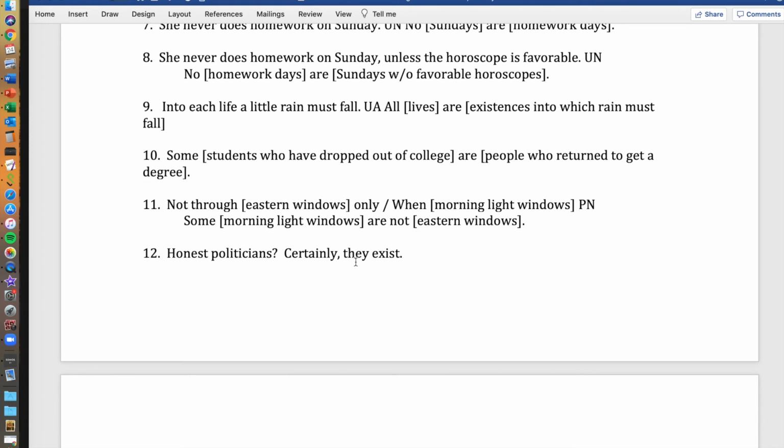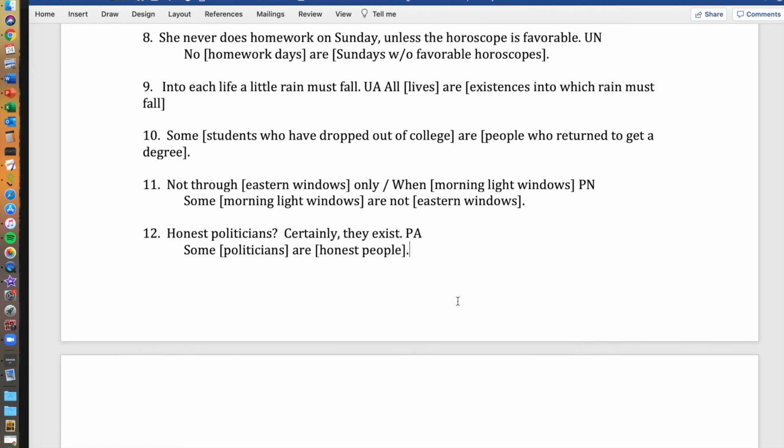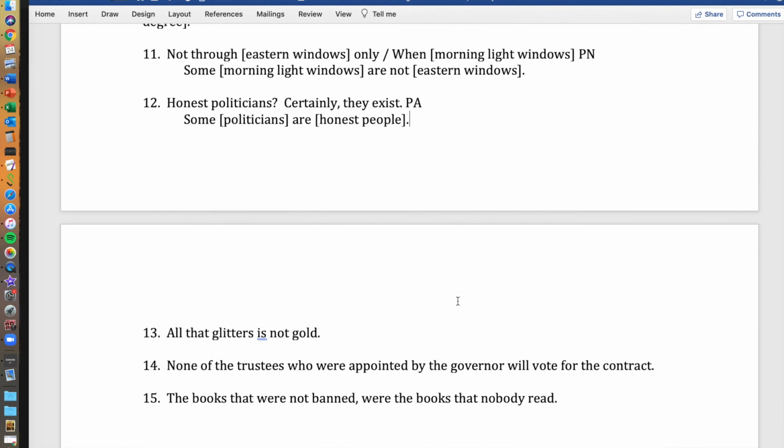And noting that they exist, that's an affirmative. So we would identify this as a particular affirmative statement, and we would turn it into standard logical form: some politicians are honest people. And there's your particular affirmative in standard logical form.